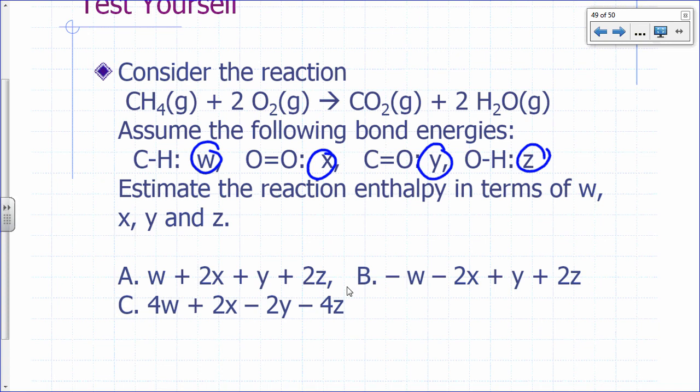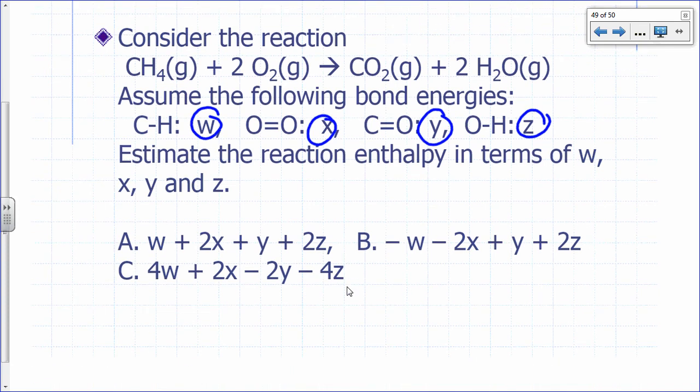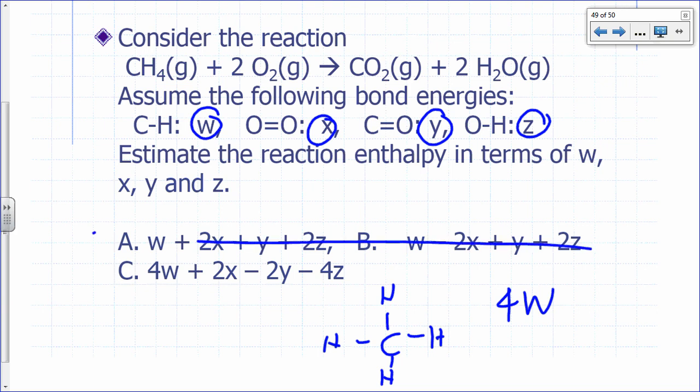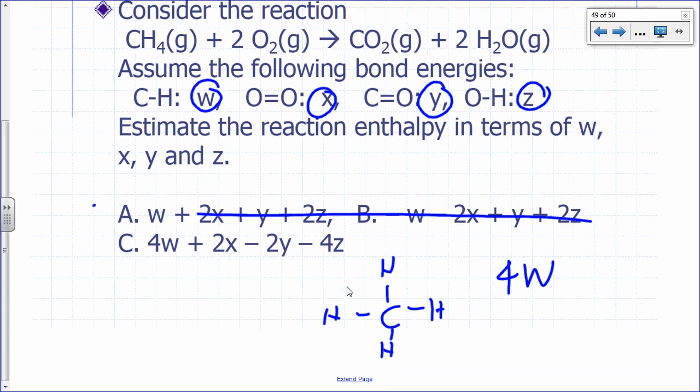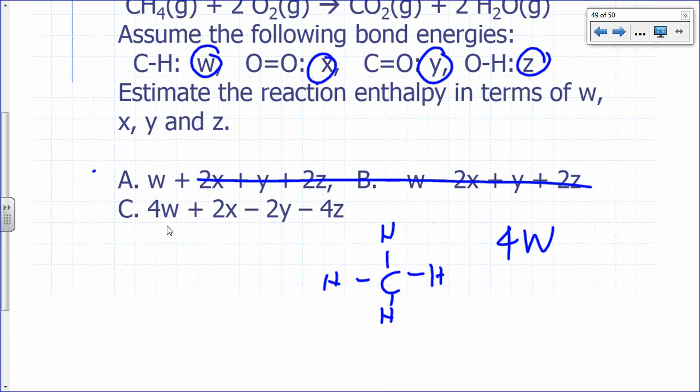How many C-H bonds would you have to be breaking here? 4, right? Your methane is CH4. You have 4 C-H bonds. So your delta H will have to involve a term that says 4W, right? So you can eliminate choices A and B right away. But let's finish this up anyway. Let's verify that C is in fact correct.